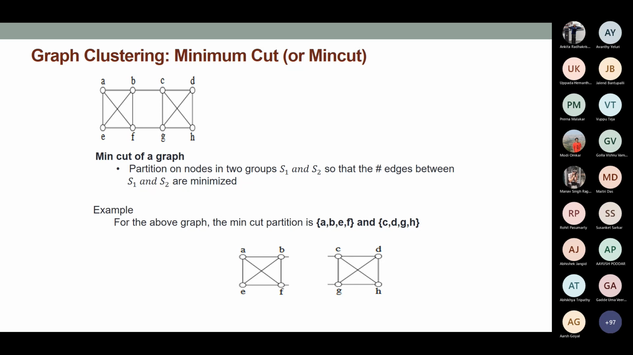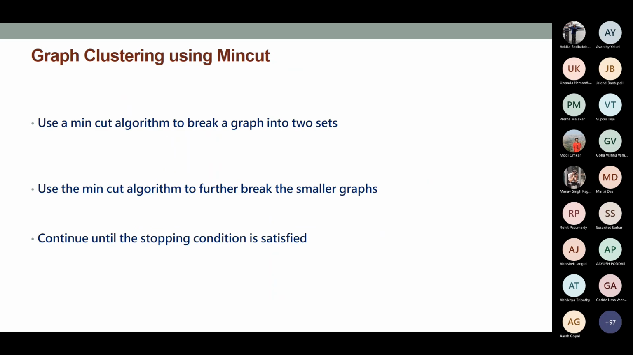Now let's move on to clustering using minimum cut. The broad steps are something like this. Inherently, minimum cut algorithms will find two groups from a big graph. It basically splits into two. But often you need to find more than 2 groups in any real-life application. So what do we do?